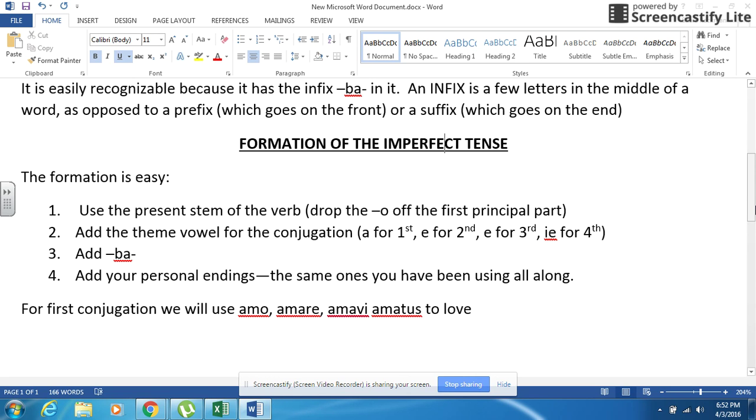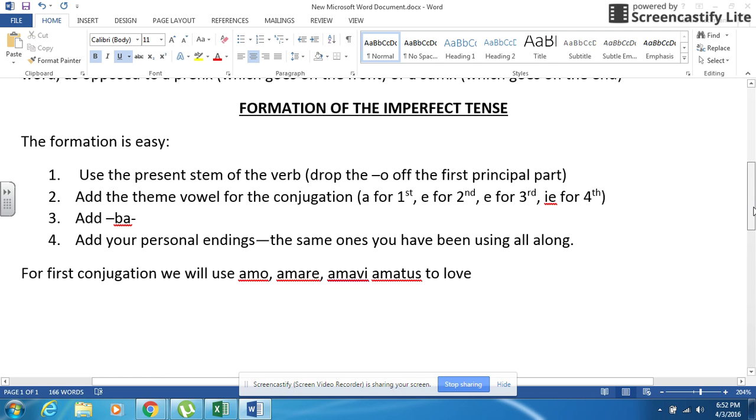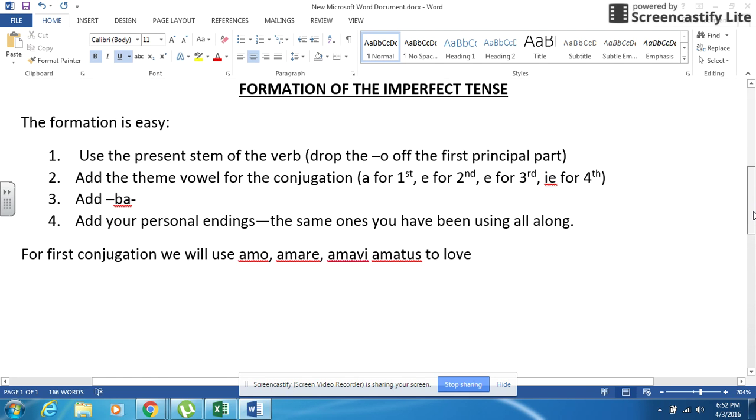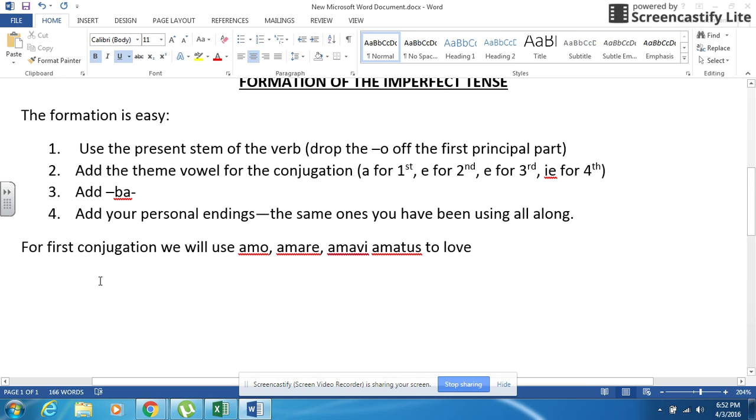So for first conjugation, we're going to use amo. For first person singular, my present stem is am, because I dropped this O right here. I add an A because it's first conjugation. I add a ba, and then I add my personal ending M. We haven't used that M before. Remember, we usually use O for first person singular. But in this case, we're using the M. This is the first time you will see that M used.